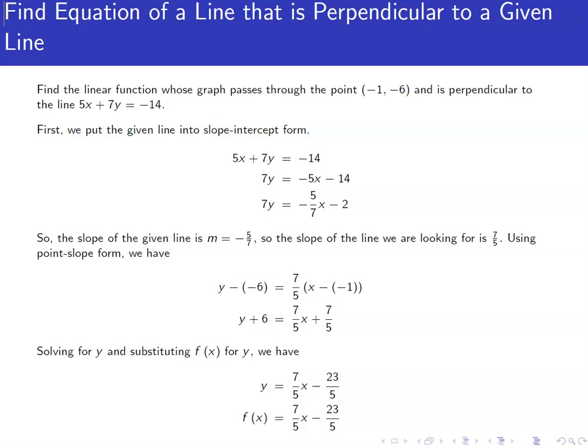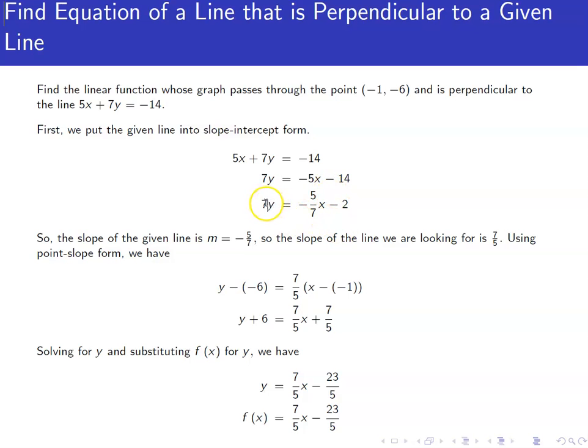So our first step in this case will be to find the slope of the line that we're given. So we're given the line 5x + 7y = -14. Our first step will be to put that in slope-intercept form. We'll subtract our 5x to the right-hand side, and then divide everything by 7.